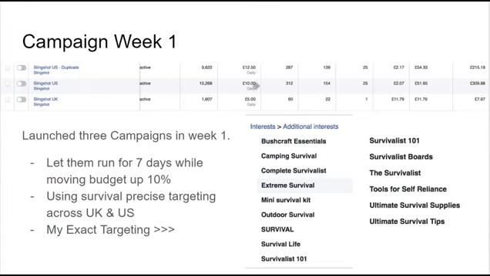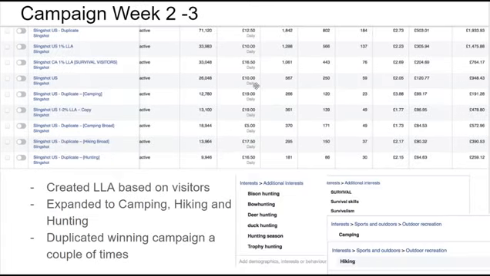This is weeks 2 and 3, and you can see we jumped into a lot of different extended niches of survival. Here we've got camping, hiking, and hunting. We also have the lookalike audiences that we'd started to create. We were getting a lot of visitors. You can see these are visitor numbers, so we had a good 3, 4, 5, 6,000 visitors. So we created some lookalike audiences based on our visitors.